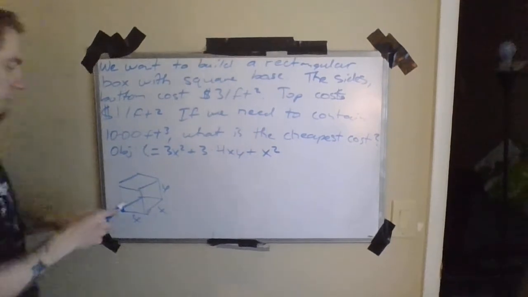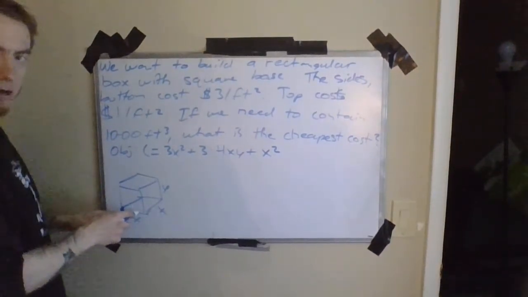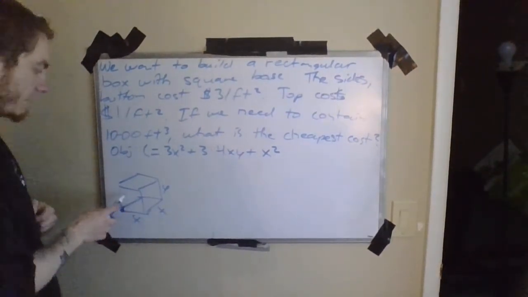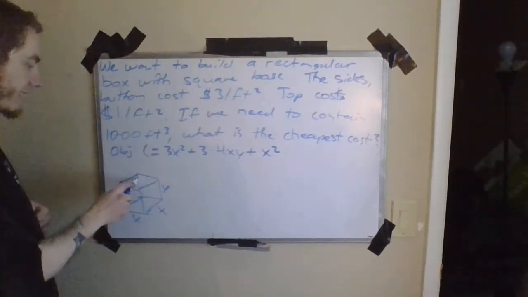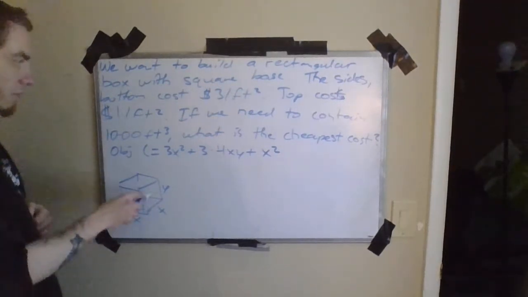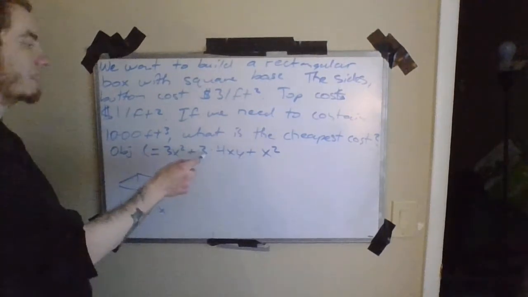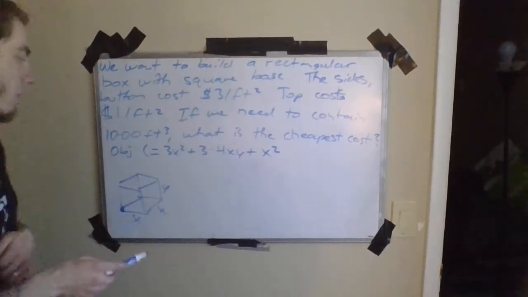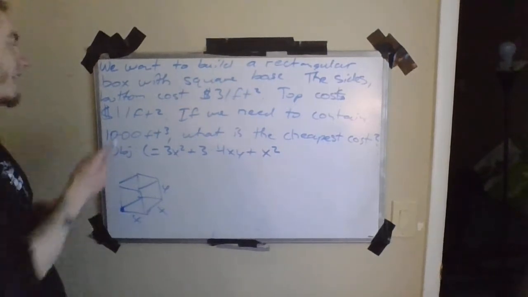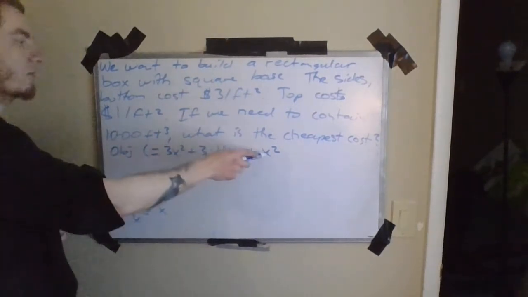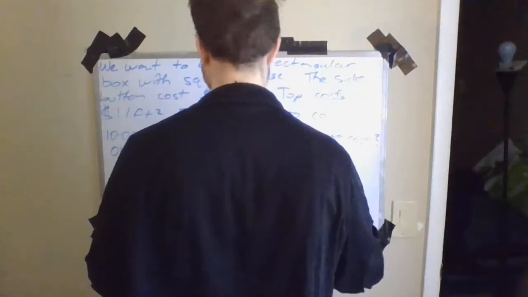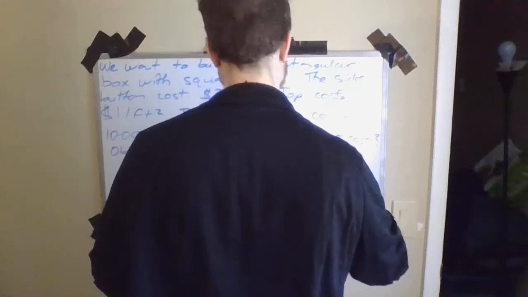So why is that true? Well, it's 3 times x squared for the cost of the bottom. Then I've got 4 sides that are all x by y. For each one of those, it's $3 per square foot. So that gives me 3 times 4 times x times y. Finally, we've got the lid, which is only $1 per square foot, and it has an area of x squared. So that's where I get this formula from, and this is going to give me 4x squared plus 12xy.